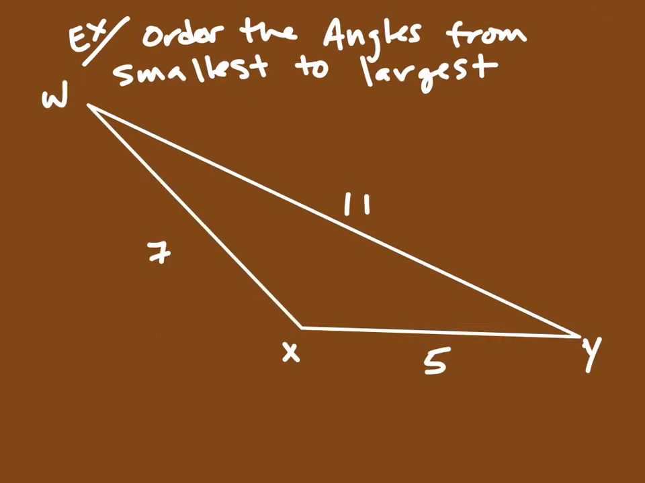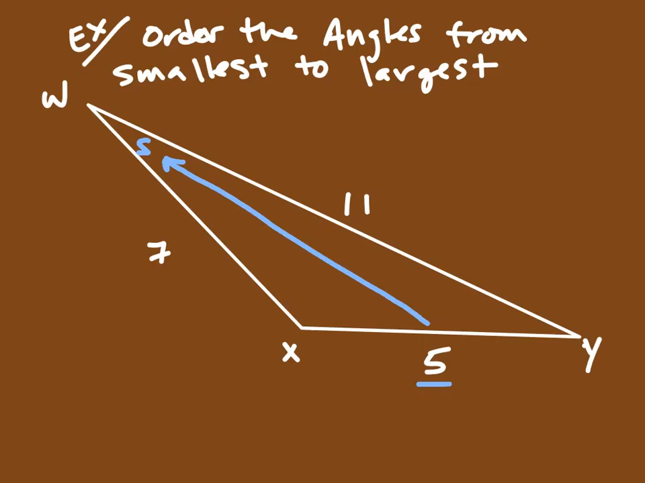Okay, on this problem, I want you to order the angles from smallest to largest. Now, in this picture, you're only given the side lengths. Now what I want to do is locate my smallest side length, and that's this length XY, which is 5. So this is my smallest, and that's going to be across from, opposite of, my smallest angle. So angle W is going to be the smallest.